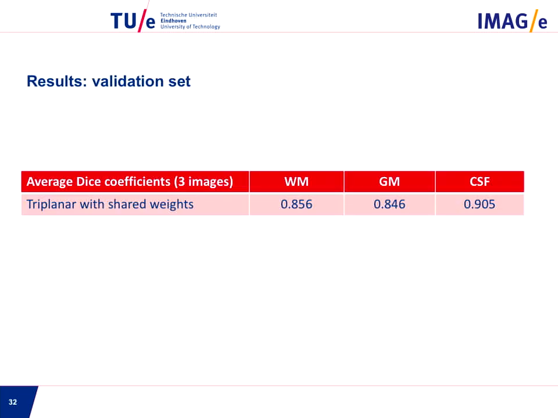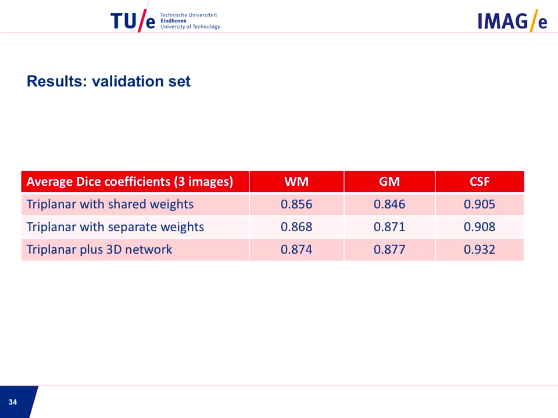So we compared a few settings here. These show dice coefficients for white matter, gray matter, and CSF. If we shared the weights between the 3 branches in a network, these were the results. And if we decoupled the weights, the results appear to be slightly better. And if we included this 3D network, it improved even further.